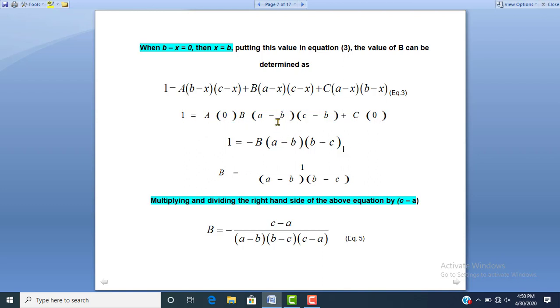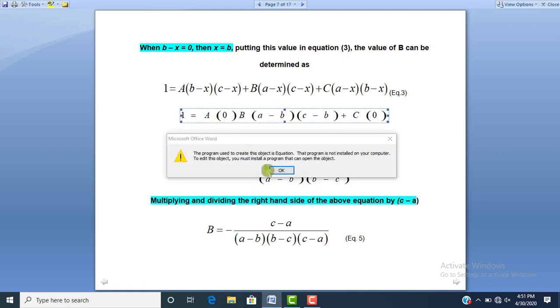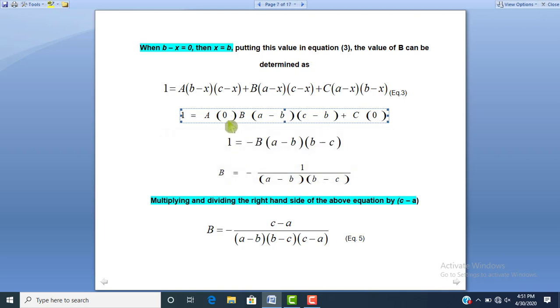1 is equal to a into 0 plus b into a minus b into c minus b. Here, students, here is the plus. You can write plus here. I think in this equation this plus is missing, but you can write plus here at this position. And c is also 0. So 1 is equal to minus b into a minus b into b minus c.